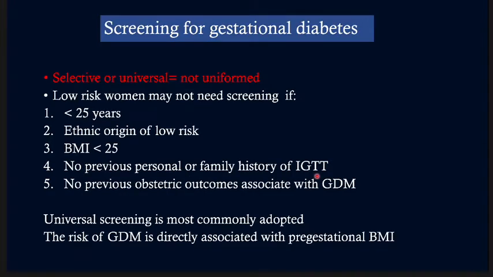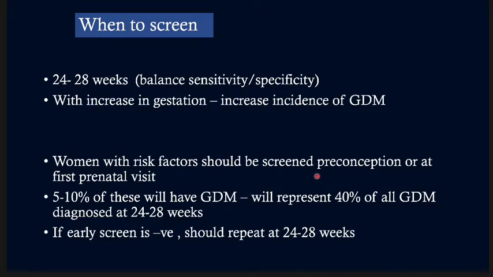How do we screen, everyone or just a selected population? It's not uniform, but universal screening is mostly adopted in many countries because of the predisposition, lifestyle, obesity is on the rise, and so on. So when do we screen pregnant patients? It is usually between 24 and 28 weeks. And why exactly at this time? Because we are trying to balance sensitivity and specificity.